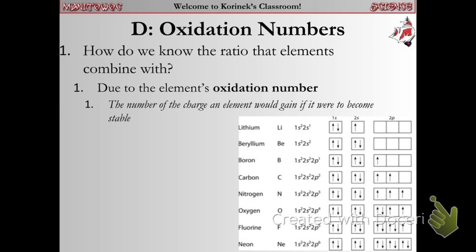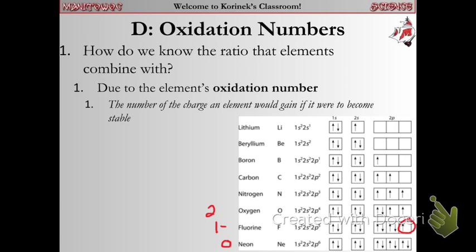Let's take a look at a little chart with a whole bunch of different elements on it. We've got lithium all the way down to neon. We're going to start at the bottom of the chart. Neon isn't going to want to gain any electrons, right? No, not at all, because it's perfectly full in the outer shell. So neon has an oxidation number of 0. Now, what about fluorine? Look at how close it is to being stable. It needs just one more electron. And when it gains that one more electron, it's going to have an oxidation number of 1 negative.